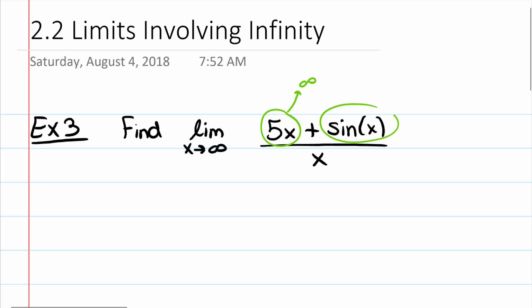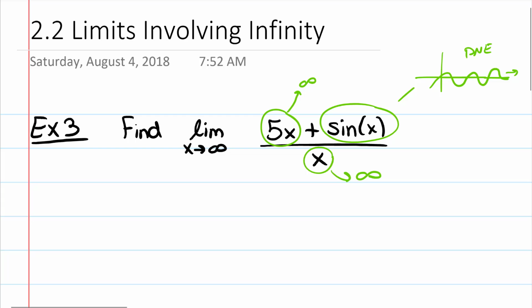And then sine of x, we know that this graph looks like this. So then actually it looks more like this repeatedly over and over. And as this goes to infinity, the limit does not exist because it oscillates back and forth. And then this piece, if you plug in infinity, goes to infinity. So we end up with infinity plus does not exist, divided by infinity, which makes no sense.